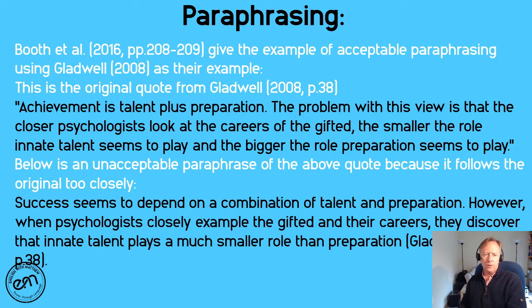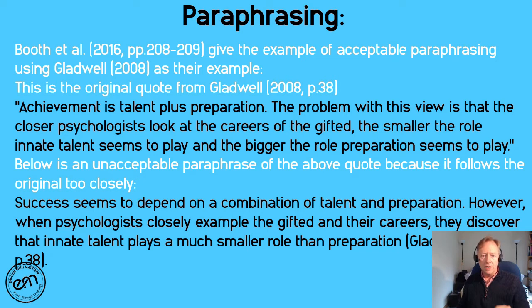So here's an example. This comes from Booth et al., using Gladwell as their example. And look at this first quote. Achievement is talent plus preparation. Well, the problem with this view is that the closer psychologists look at the careers of the gifted, the smaller the role innate talent seems to play, and the bigger the role preparation seems to play.